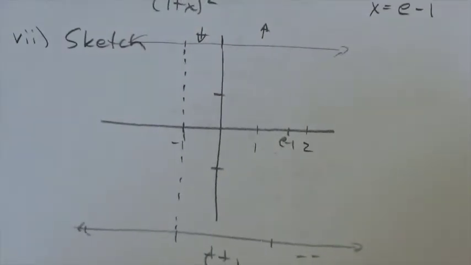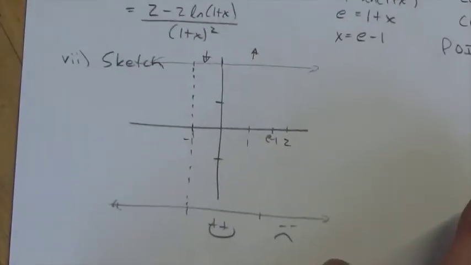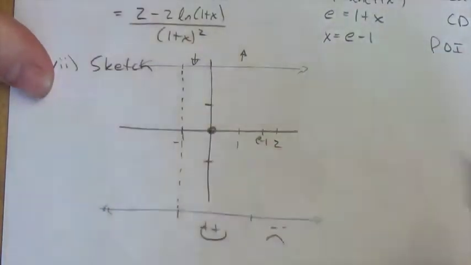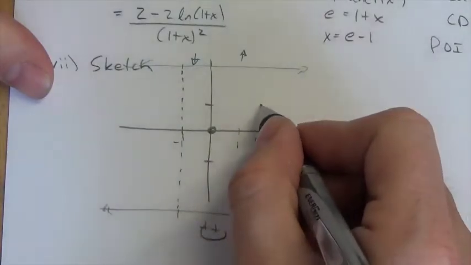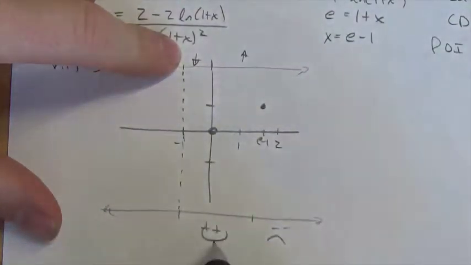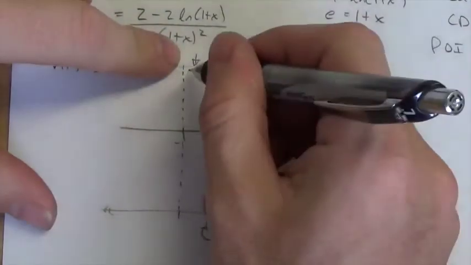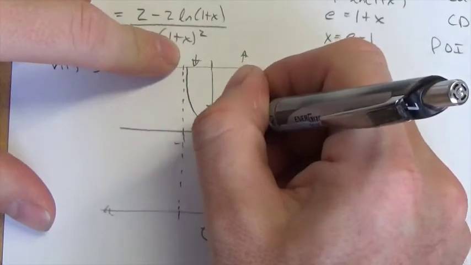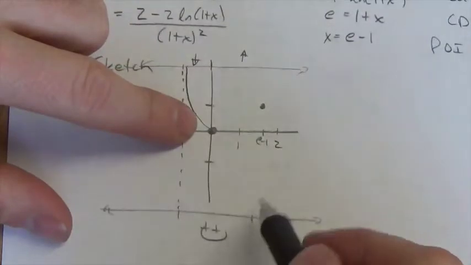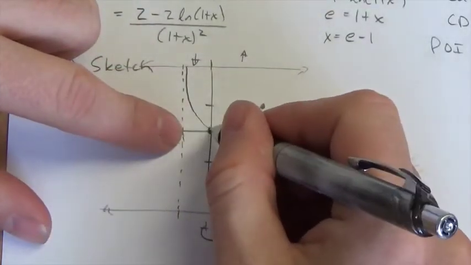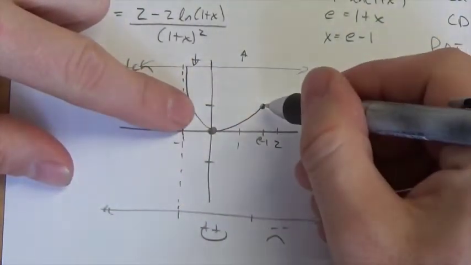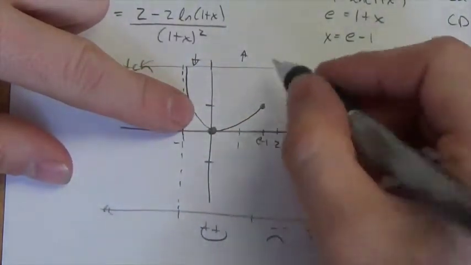Okay, so I'll zoom back a little bit here. All right, so I know that it goes through the origin, and then I know it's going to go through e minus 1, 1. I know that I've got an asymptote here. It's decreasing and concave up, and that this is a min. So it's got to be doing something like this to there. Then it's increasing and concave up until we get to here, and this is a point of inflection, so it's not like a max or a min there.